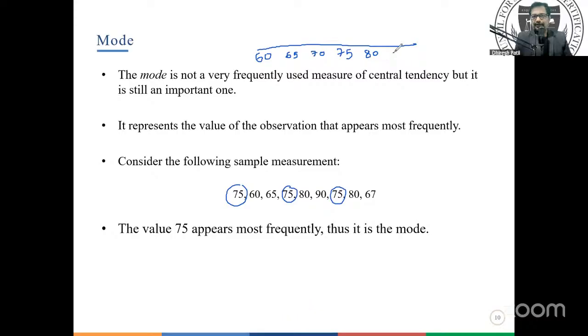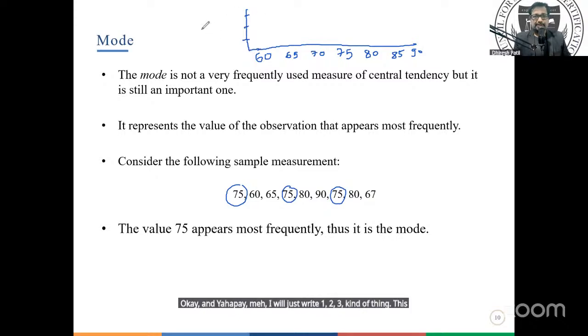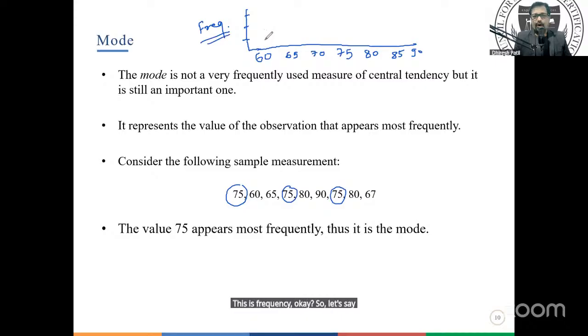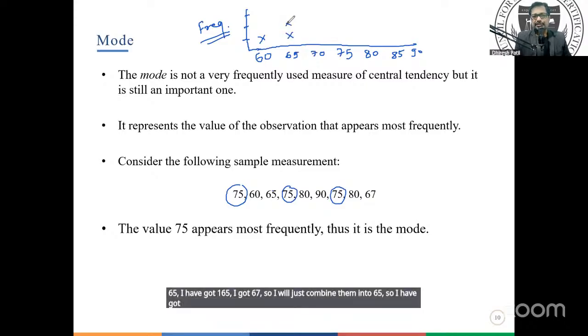80 and 85 and 90. Let's say this is my x-axis. Now, so I have got 60. So I will just plot it. Okay, and here I will just write 1, 2, 3 kind of thing. This is the frequency. Okay. So let's say 60 is 1, 65, I have got 65, I have got 67, so I will just combine them into 65. So I have got two 65s here.